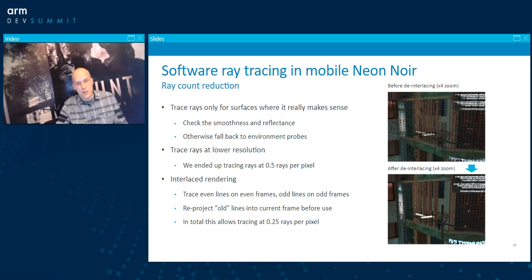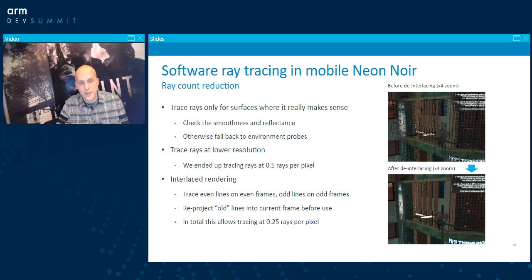Obviously, one of the ways to speed up ray tracing is to reduce the number of rays. We shoot rays only for surfaces where it really makes sense. We test the smoothness and reflectance. Ray tracing is really important for sharp mirror-like reflections, but in case of rough materials, good old cube maps still work just great. Next, we trace at low resolution. We ended up tracing at 30% lower resolution compared to the screen resolution. This way we get 0.5 rays per pixel.